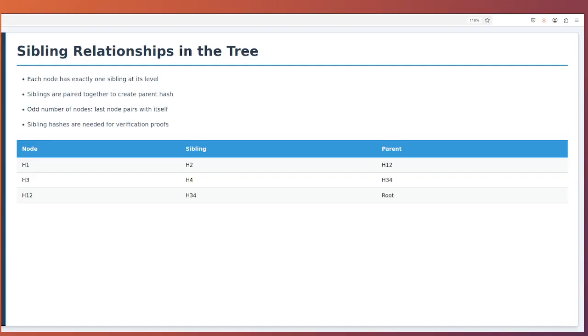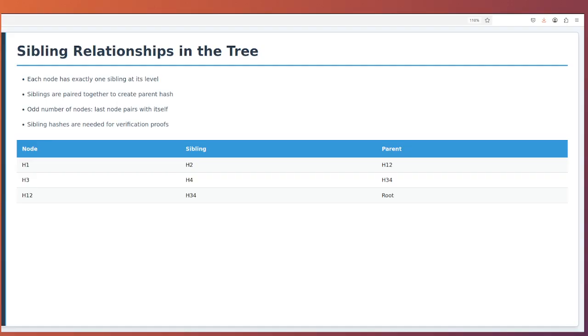What if you have an odd number of transactions? Great question. If there are 5 transactions, the last one simply pairs with itself, so T5 gets hashed with T5 to create its parent hash. This keeps the tree structure balanced and consistent.